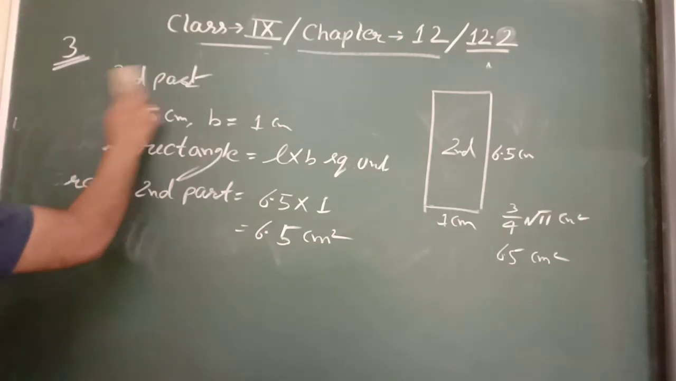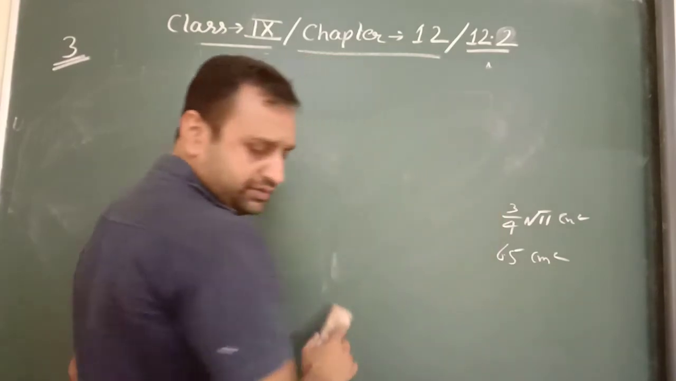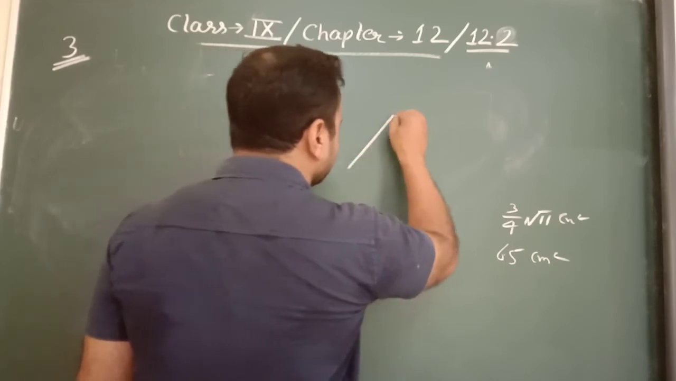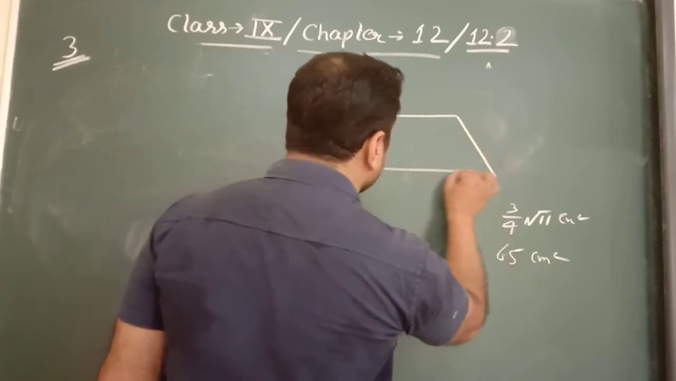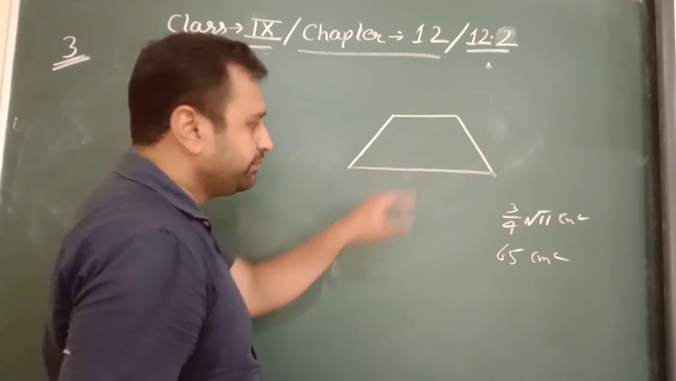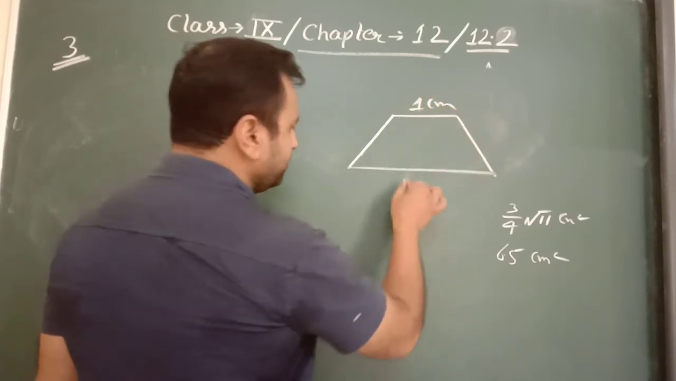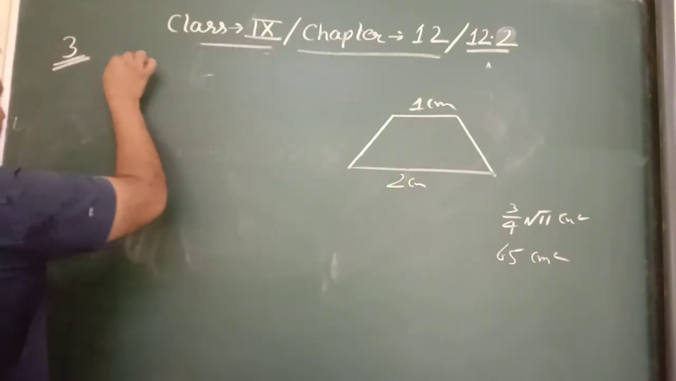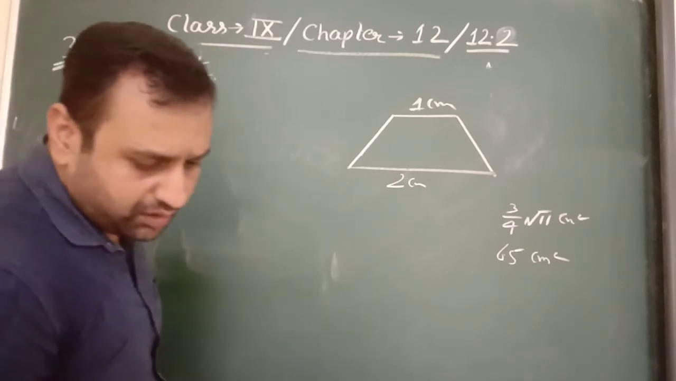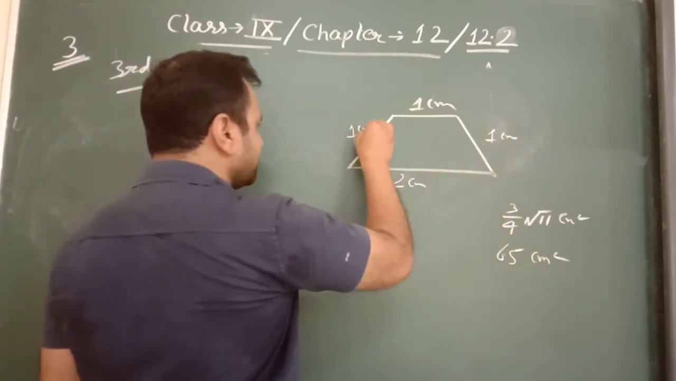Now we just find out area of third part. What is the shape of third part? Its shape is like a trapezium. Trapezium is a quadrilateral in which one pair of opposite sides is parallel, and its value is given 1 centimeter and its value is given 2 centimeter. And these two sides are also given 1 centimeter and it is also 1 centimeter.